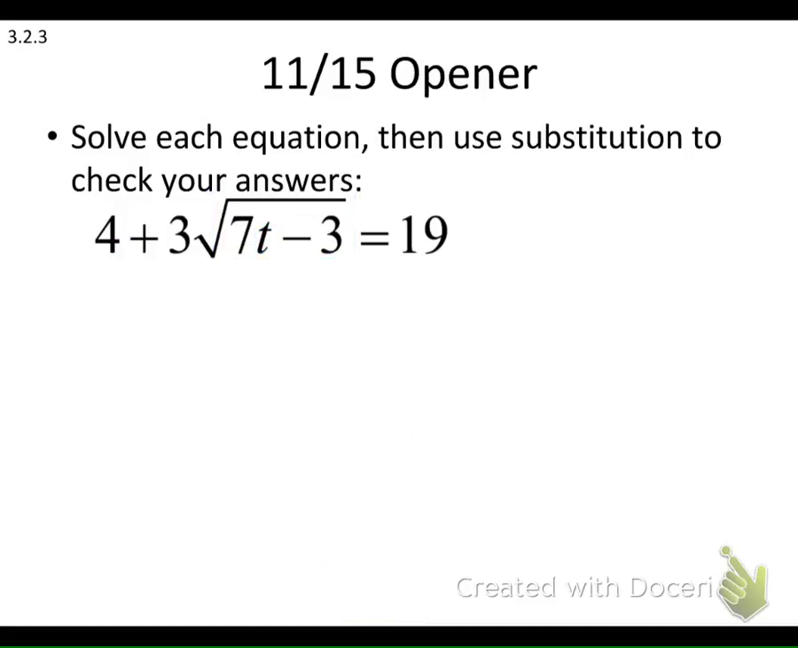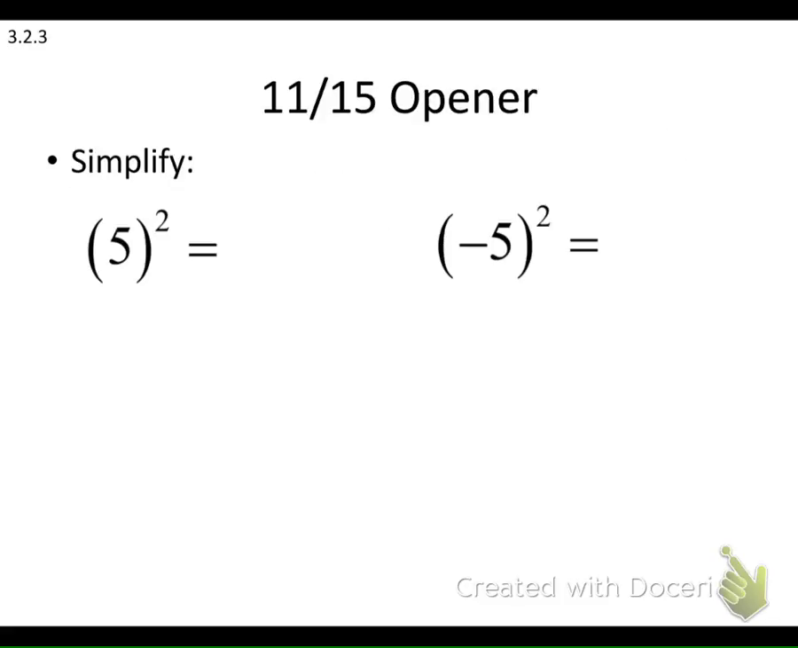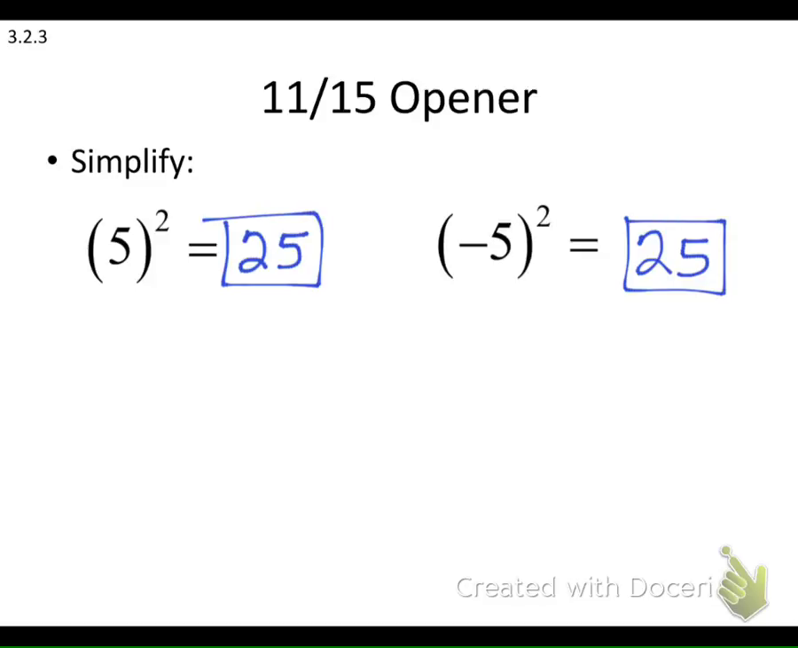What would you get 25 from? Okay, so this is just kind of refreshing your memory on how to find squares. So what's 5 squared going to equal? 25. Then what's negative 5 squared going to equal? Negative 25. No, it's a regular 25. Two negatives equal a positive when you multiply.